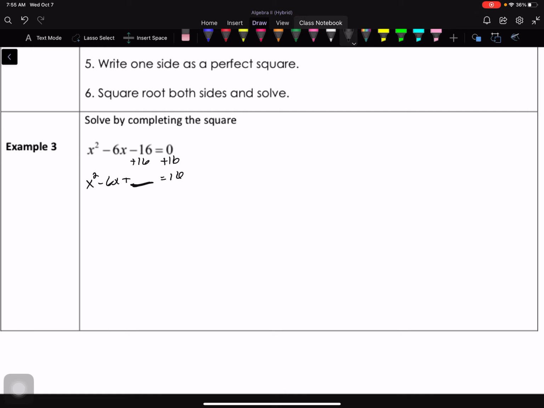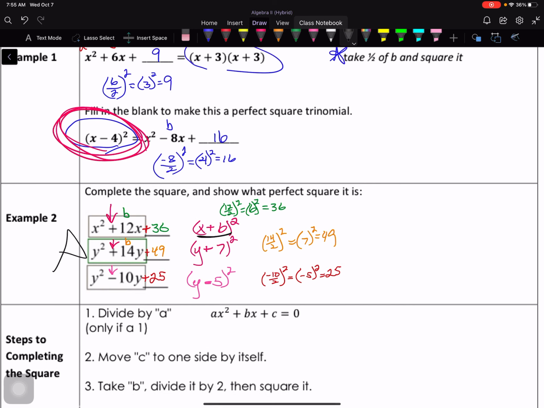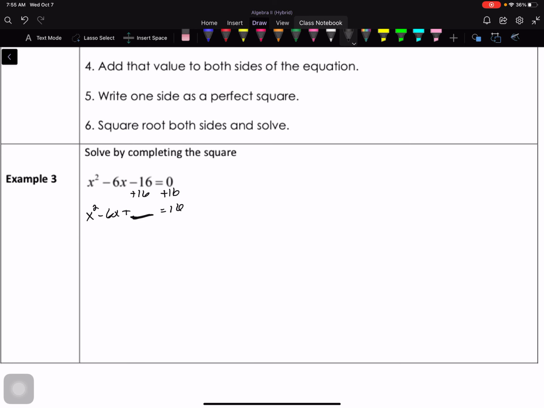Okay, so then it kind of looks like what we were doing right up here. Now off to the side, I'm going to take half of b and square it. So negative 3 squared is positive 9. Remember, when you square a negative number, you should always get a positive answer. If you type it in your calculator wrong, it's going to tell you negative 9. But it should be positive 9.